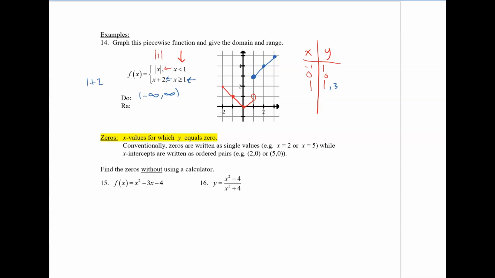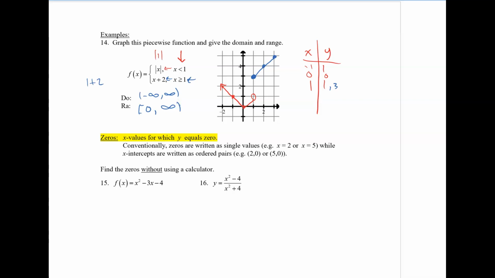The range, the outputs: notice that I go from 0, so I have a value at 0, so I'll use a bracket, 0 all the way up to 2. Well, actually, if I keep going on the left, sorry, bad notation, I should put an arrow up here. It's going to keep going up. So all y values are covered, all the way to positive infinity. Okay, and that is the range.